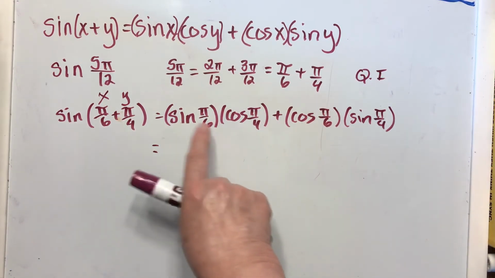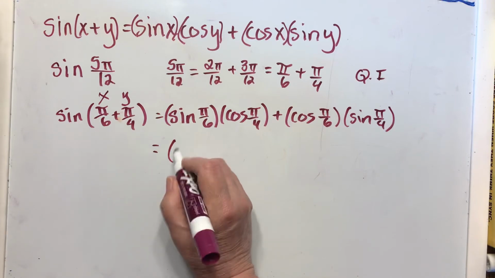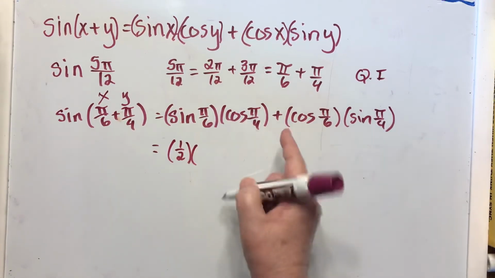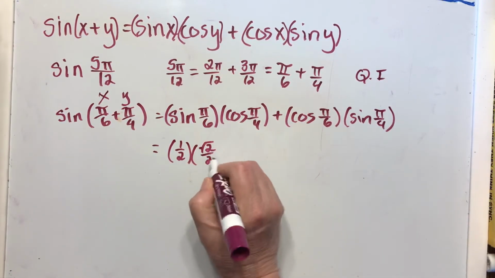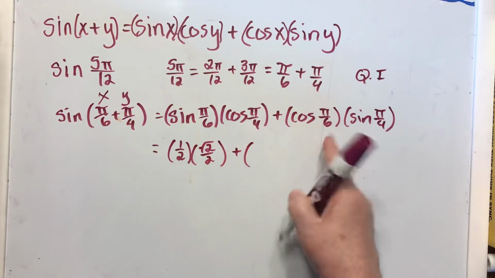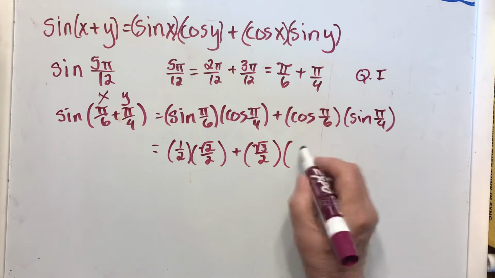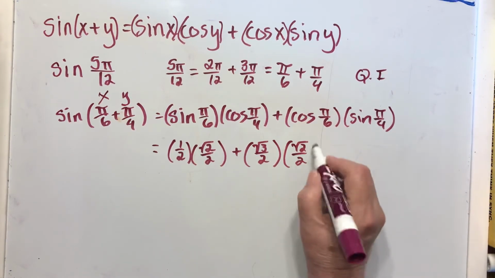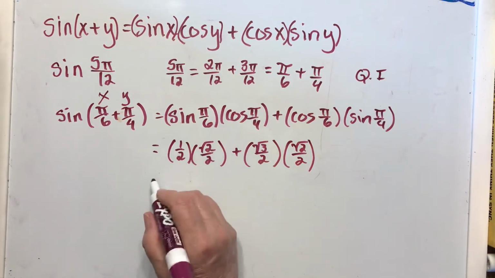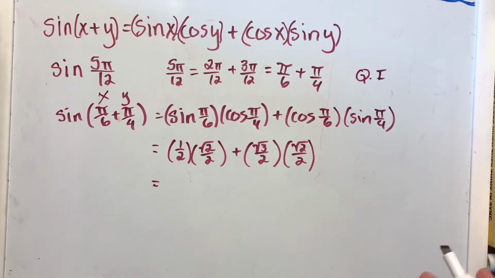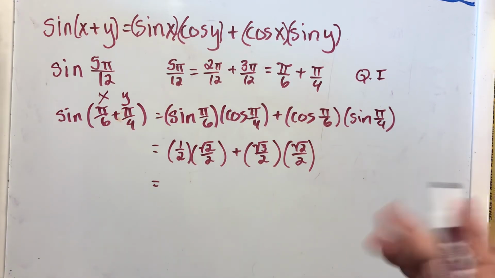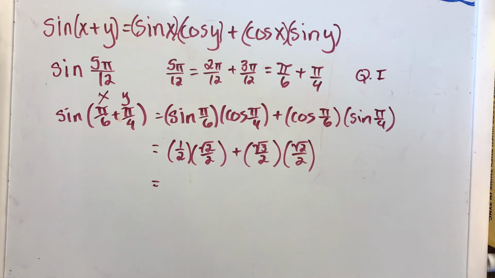From our chart, the sine of pi over 6 is a half. The cosine of pi over 4 is the square root of 2 over 2. The cosine of pi over 6 is the square root of 3 over 2. And the sine of pi over 4 is the square root of 2 over 2. So now we're just using basic math. It's no longer trig, it's no longer pre-cal, it's just basic math of multiplying fractions.